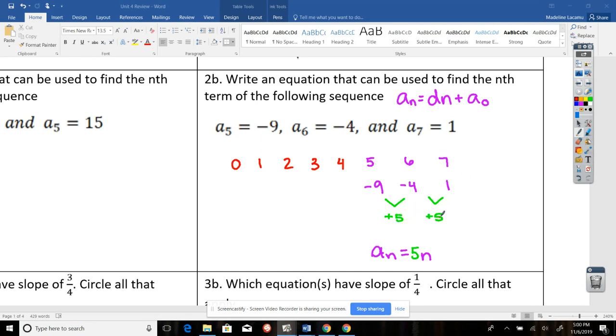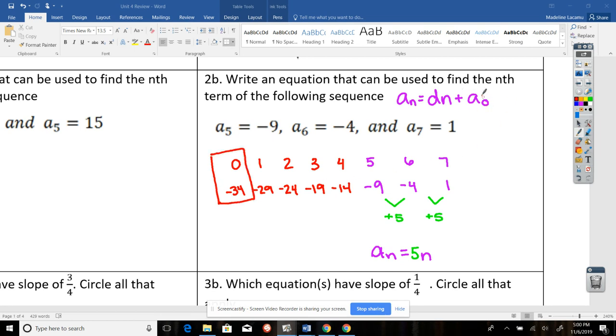So to go backwards, instead of adding 5, we're going to do the opposite, which is to subtract 5. So -9 minus 5 would be -14. -14 minus 5 would be -19. -19 minus 5 is -24. -24 minus 5 is -29. And then finally we reach our 0 term, which is what we want. So -29 minus 5 is -34. So our 0 term here is -34.